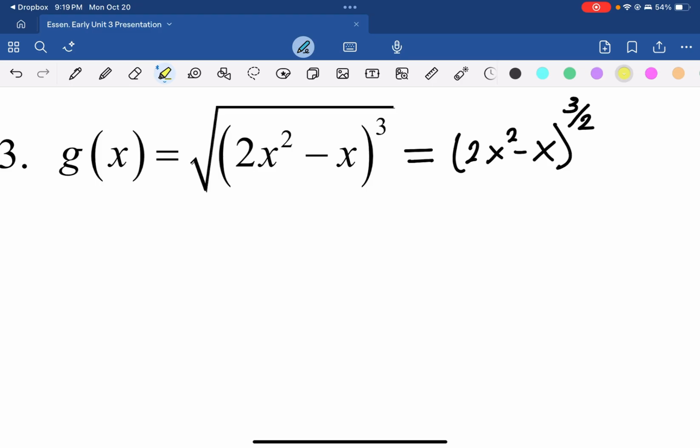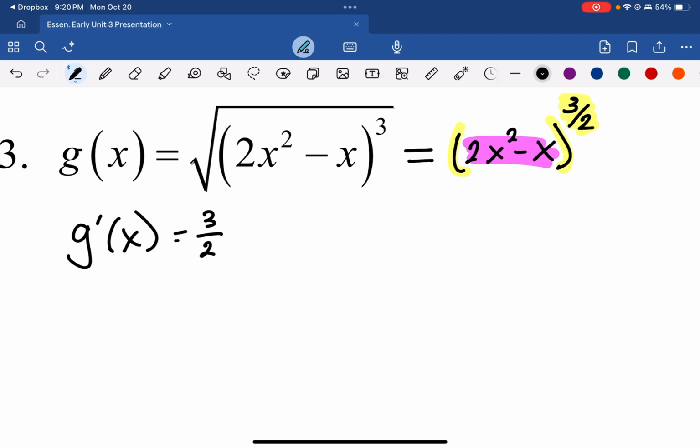Okay. So that outside function is something to the 3 halves power. Inside function, 2x squared minus x. Okay. G prime of x. Take the derivative of the outside. So, even if you need to cover up what's the inside and just look at that, right? So it's something to the 3 halves.